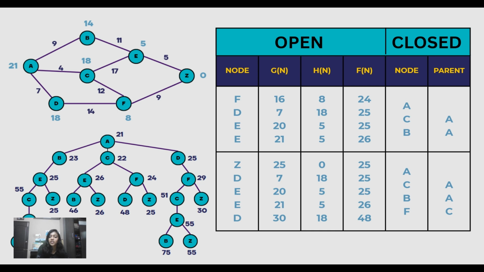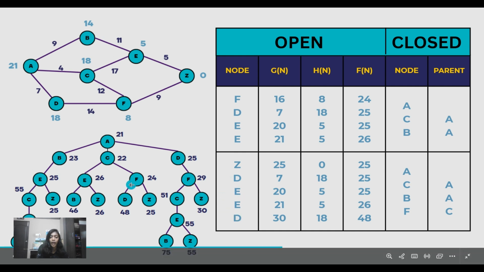An important thing to note here is the goal node will always have a heuristic value of 0. As you can see here, it is 0. So 25 plus 0 will give an f of n value as 25. Next, we take the remaining nodes from the previous step and write it here.